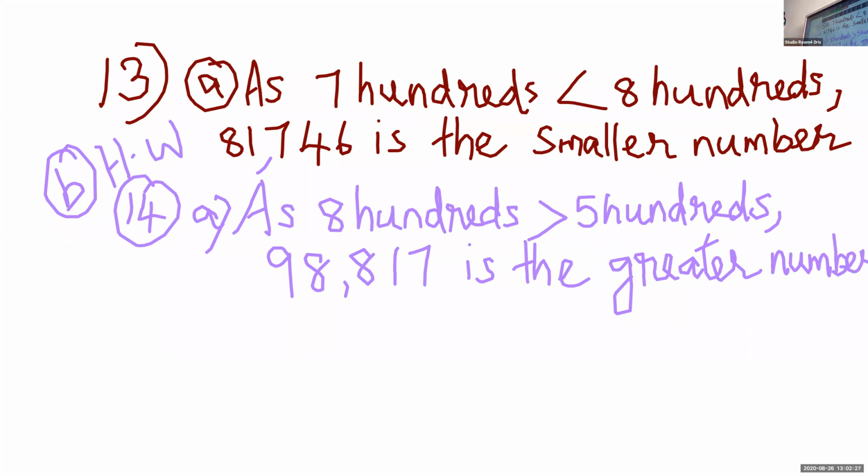Okay. So question number 13, like B, is 14. You can do B as homework. Same like that, we have to find out the greater number. Okay, children, can you do that as homework? Yes. Same like that, you have to write one step. Which place is different? Find out. Then write which is the bigger or smaller. Then you have to find the greater number.